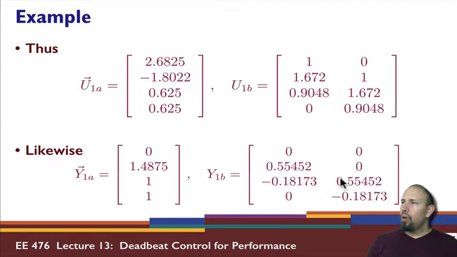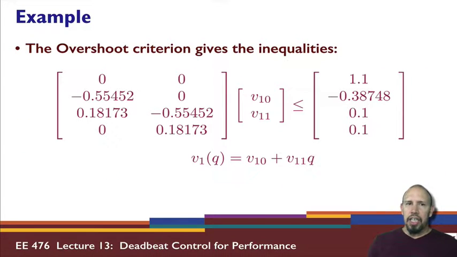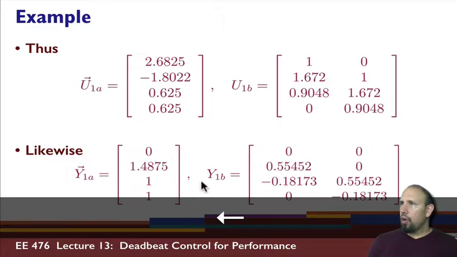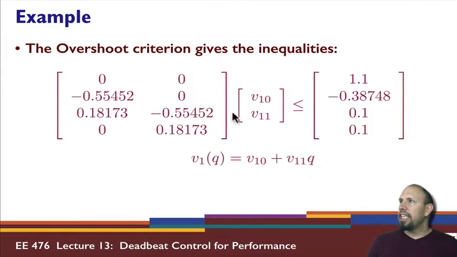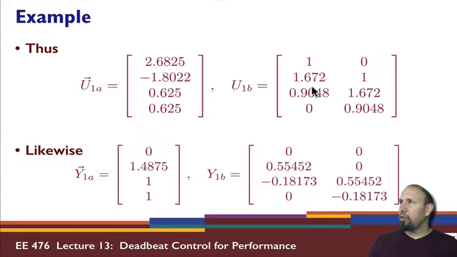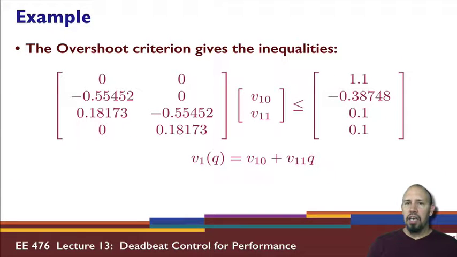And so the overshoot criterion, using these matrices, basically leads to these inequalities. Here I'm only looking at the overshoot, so this does not take into account the control magnitude constraint. This is just the overshoot criterion.